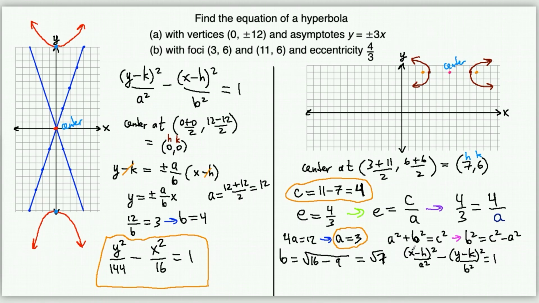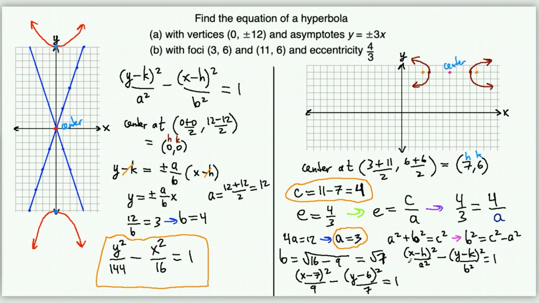So what I'm getting at is that we're going to have x minus, now the h value is 7, squared, divided by a squared. Where's the a here? It's 3, so 3 squared is 9, minus y minus the k value 6, squared, divided by b squared. B squared was 7, is equal to 1.